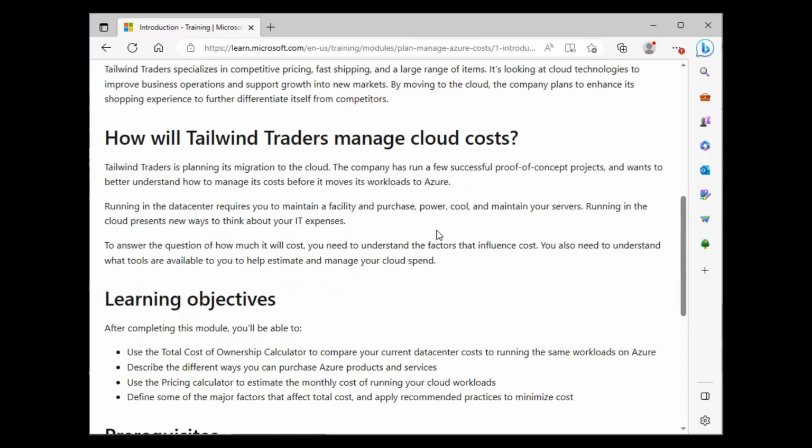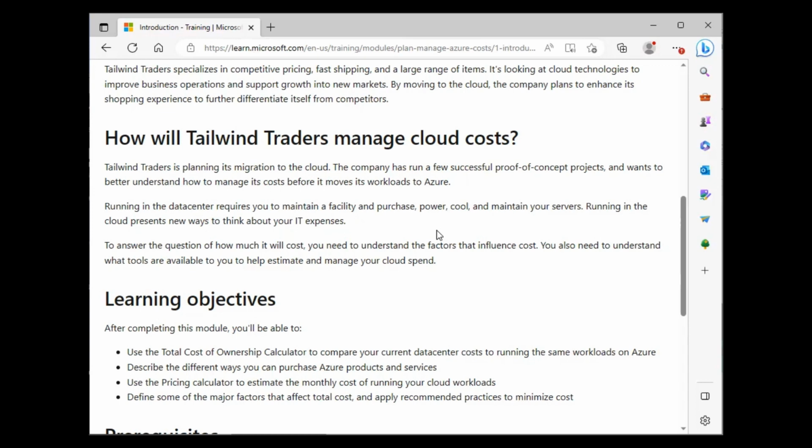Running in the data center requires you to maintain a facility and purchase power, cooling, and maintain your servers. Running in the cloud presents new ways to think about your IT expenses. To answer the question of how much it will cost, you need to understand the factors that influence cost. You also need to understand what tools are available to you to help estimate and manage your cloud spend.